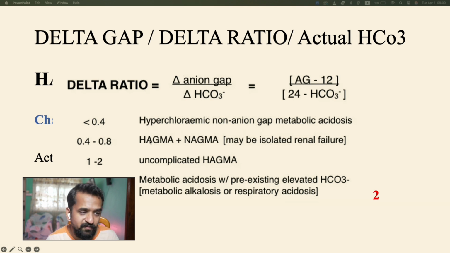If it's less than 0.4, that means you have NAGMA, which is normal anion gap metabolic acidosis. If it's 0.4 to 0.8, then you have HAGMA plus NAGMA. If it's 1 to 2, then you have pure high anion gap metabolic acidosis. If it's more than 2, then you have metabolic acidosis with metabolic alkalosis. And some literature also says that you might also have respiratory acidosis in this case.